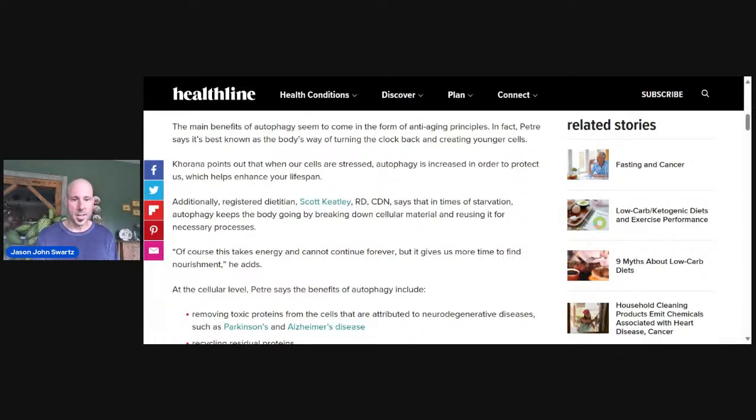Additionally, a registered dietitian says that in times of starvation, autophagy keeps the body going by breaking down cellular material and reusing it for necessary purposes. I'm not crazy about the word starvation here. During prolonged fasting, if you have adipose tissue, if you have fat, you're in a fat burning mode. So you're not starving.